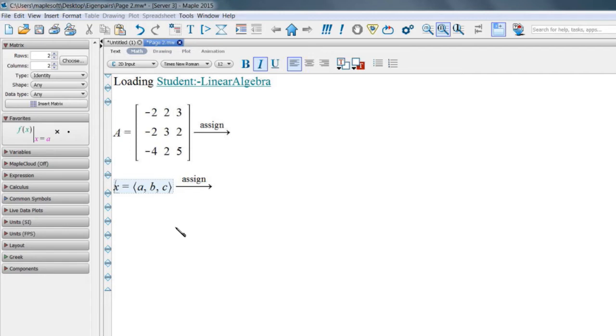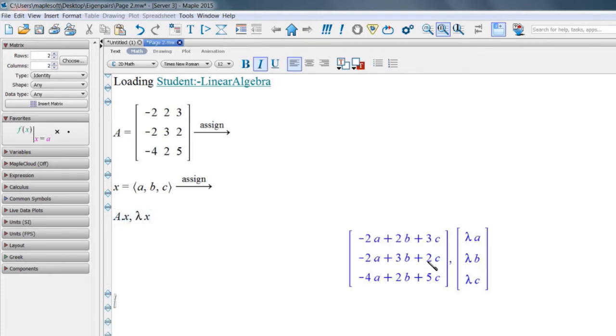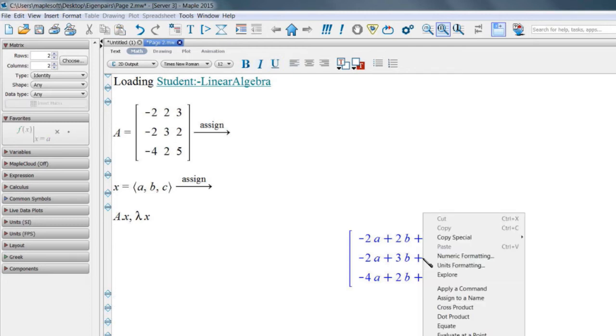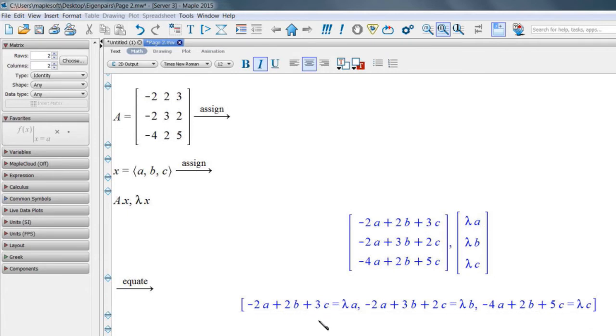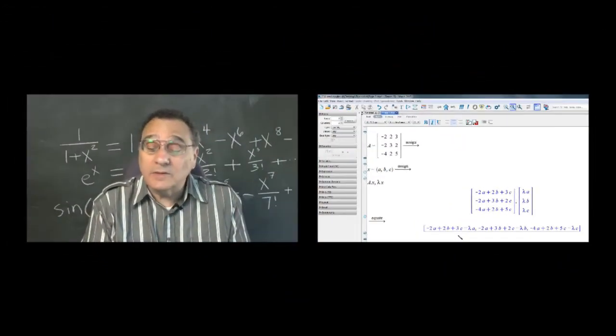Okay, I want to do essentially the same kind of investigation. Let's look at AX and lambda X. These vectors should be the same for some value of lambda. So equate. What do we have? We have 3 equations in a, b, c. They're homogeneous. That makes them equations of a plane through the origin. Each one is a plane through the origin. So we have 3 planes. For general values of lambda, the only point in common for those 3 planes is 0, 0, 0.